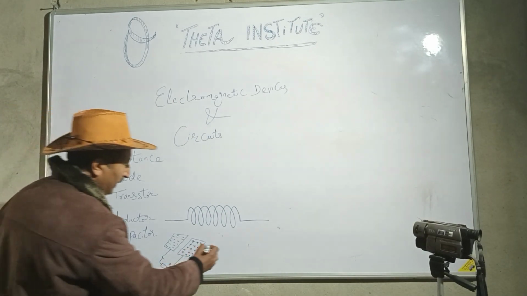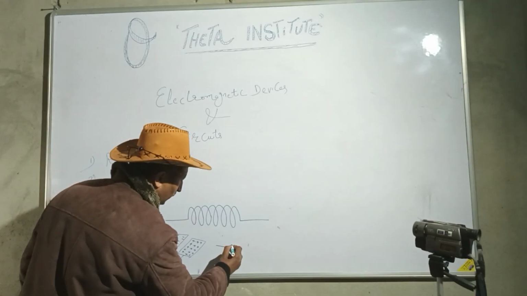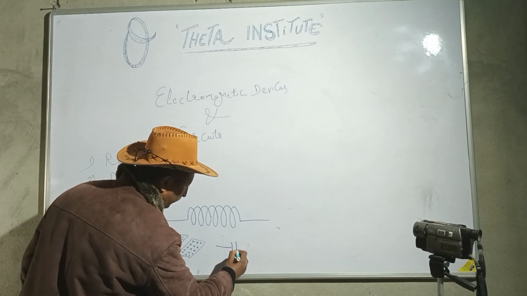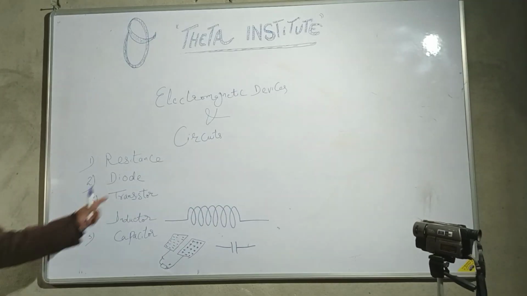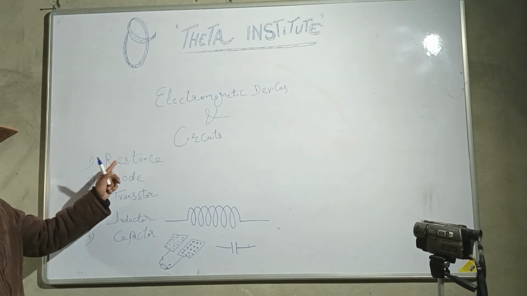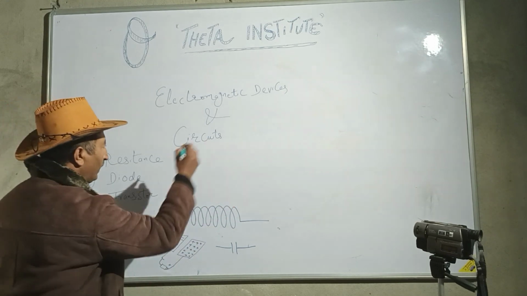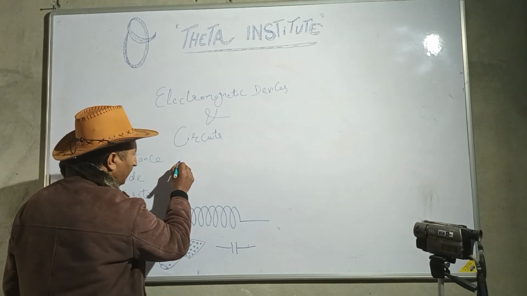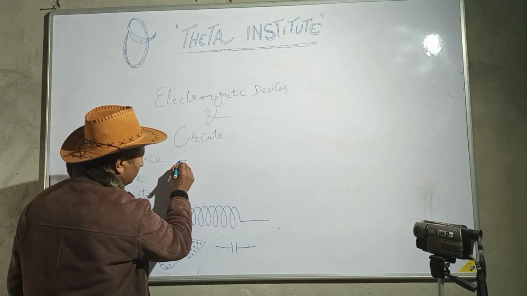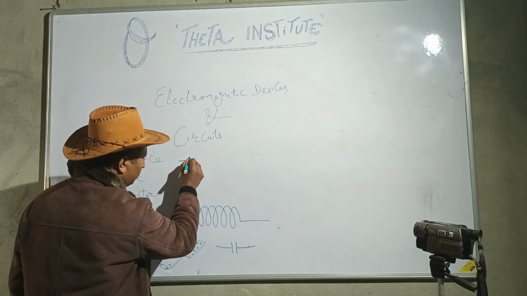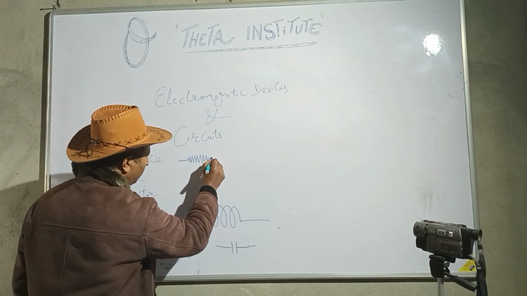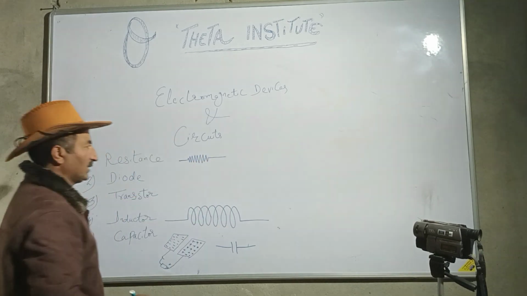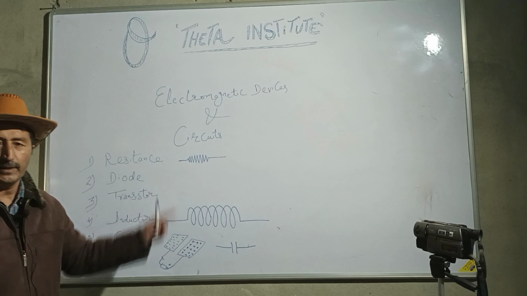So a capacitor we show by the symbol of two parallel lines in a circuit. However, the resistance we show by a line, then these ups and downs, and the line continues. This is the symbol of a resistor.